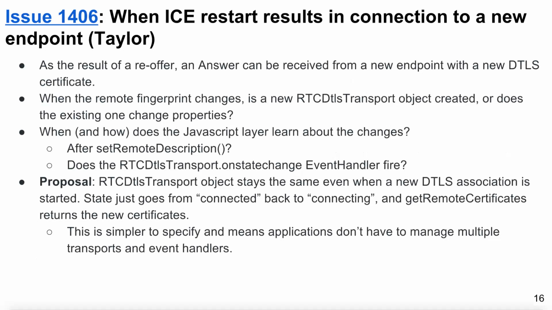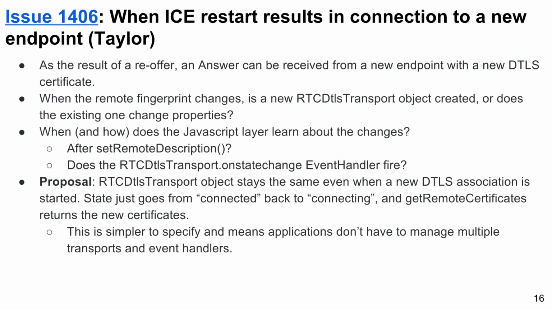And similar to the reasoning on the last slide, I don't see that having multiple objects would provide the application with anything new, and it would create more complexity since now you have to manage multiple objects and see if the object changed, then maybe I need to hook up a new state change event handler, as mentioned here. So again, I think it would be simpler if the existing DTLS transport object had the set of remote fingerprints or remote certificates change when you set the description, and its state would go from connected back to connecting, for example, but you still have one object.